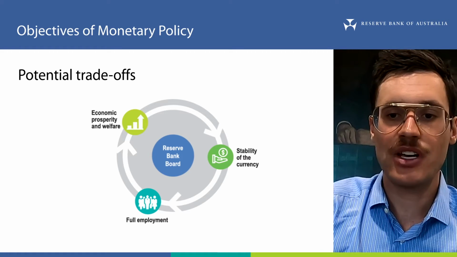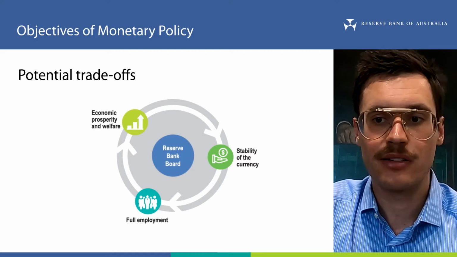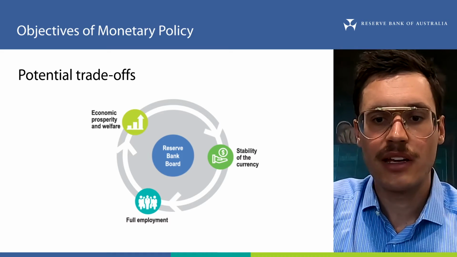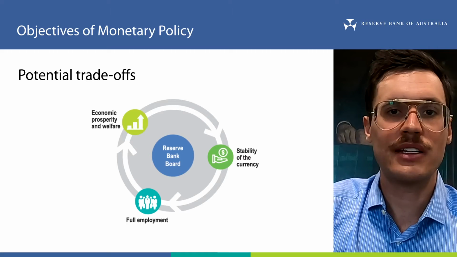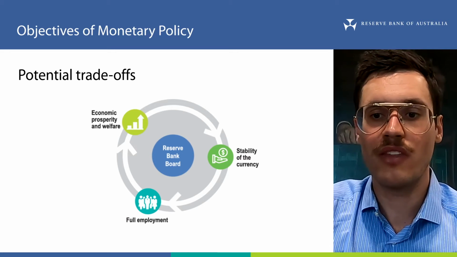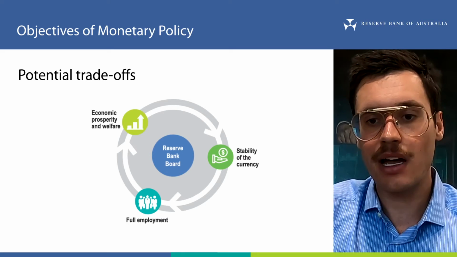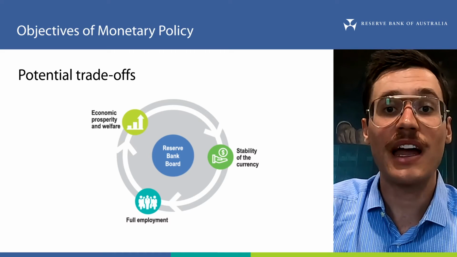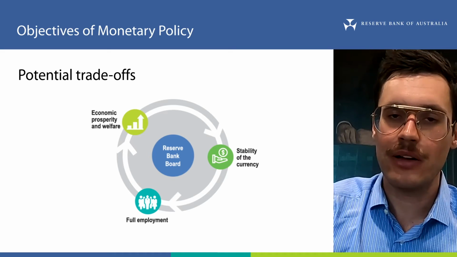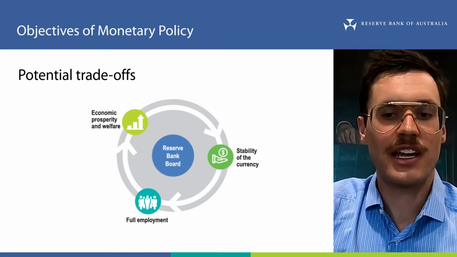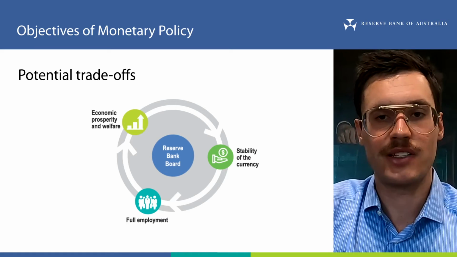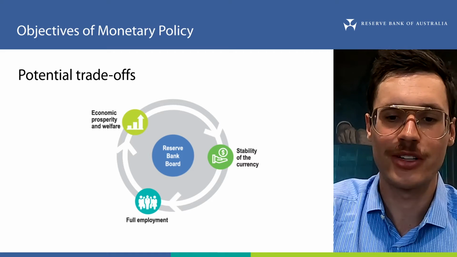So we've discussed how the objectives of monetary policy are linked to each other, but how do they interact? In the Reserve Bank Act, no one objective is taken to be more important than the others. The RBA is tasked with working towards these three goals at the same time. However, sometimes it might be difficult for the RBA to achieve all of these objectives at the same time, at least in the short term.